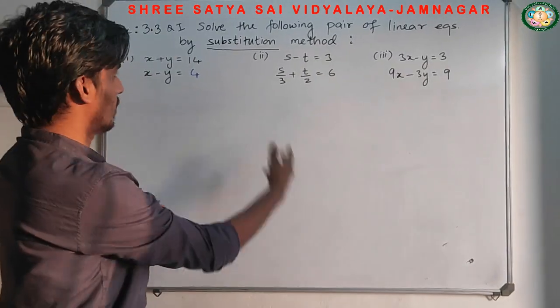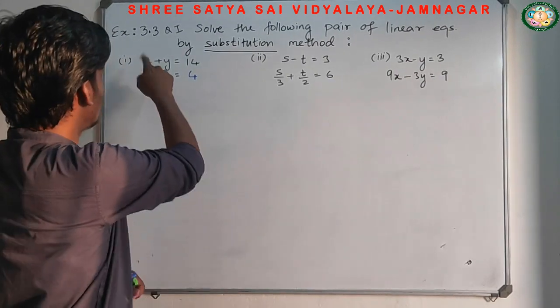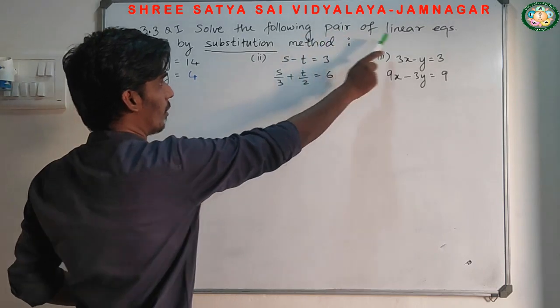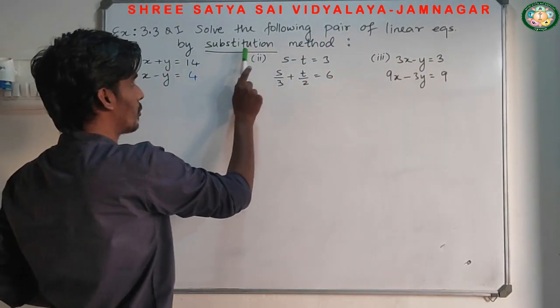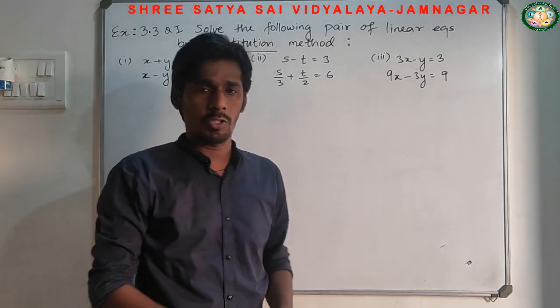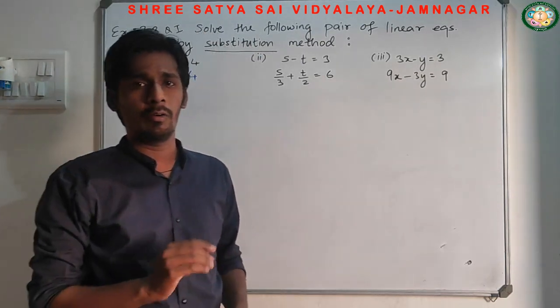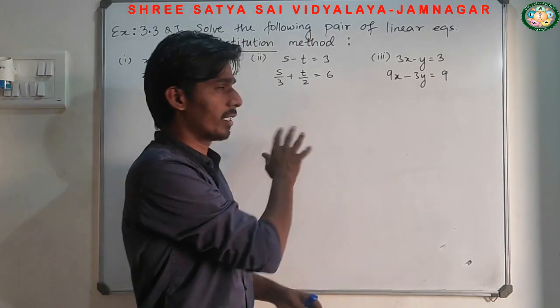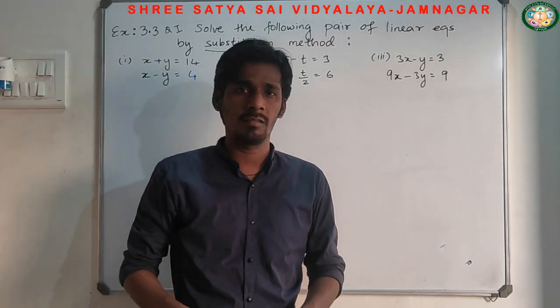Now let's solve these three examples of exercise 3.3, question number 1. Solve the following pair of linear equations by substitution method. If the name of the method is mentioned in the question, then you have to use that method only. You are not supposed to use any other method if a particular method is mentioned.